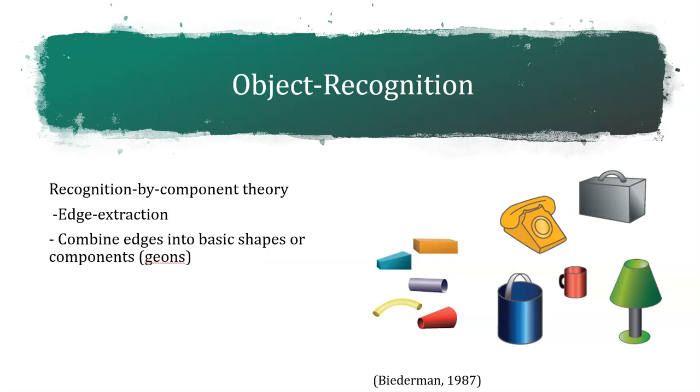The reason for the richness of the object descriptions provided by geons stems from the different possible spatial relationships among them. For example, a cup, like this one, can be described by an arc connected to the side of a cylinder. A bucket, like this one, can be described by the same two geons, but with the arc connected to the top of a cylinder.